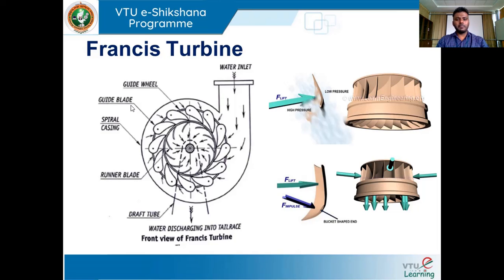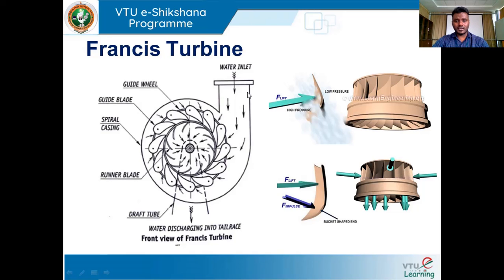So that means the guide blade can be adjusted, its angle can be adjusted with the help of a suitable mechanism to control the flow rate of water. So this is about different parts of a Francis turbine.